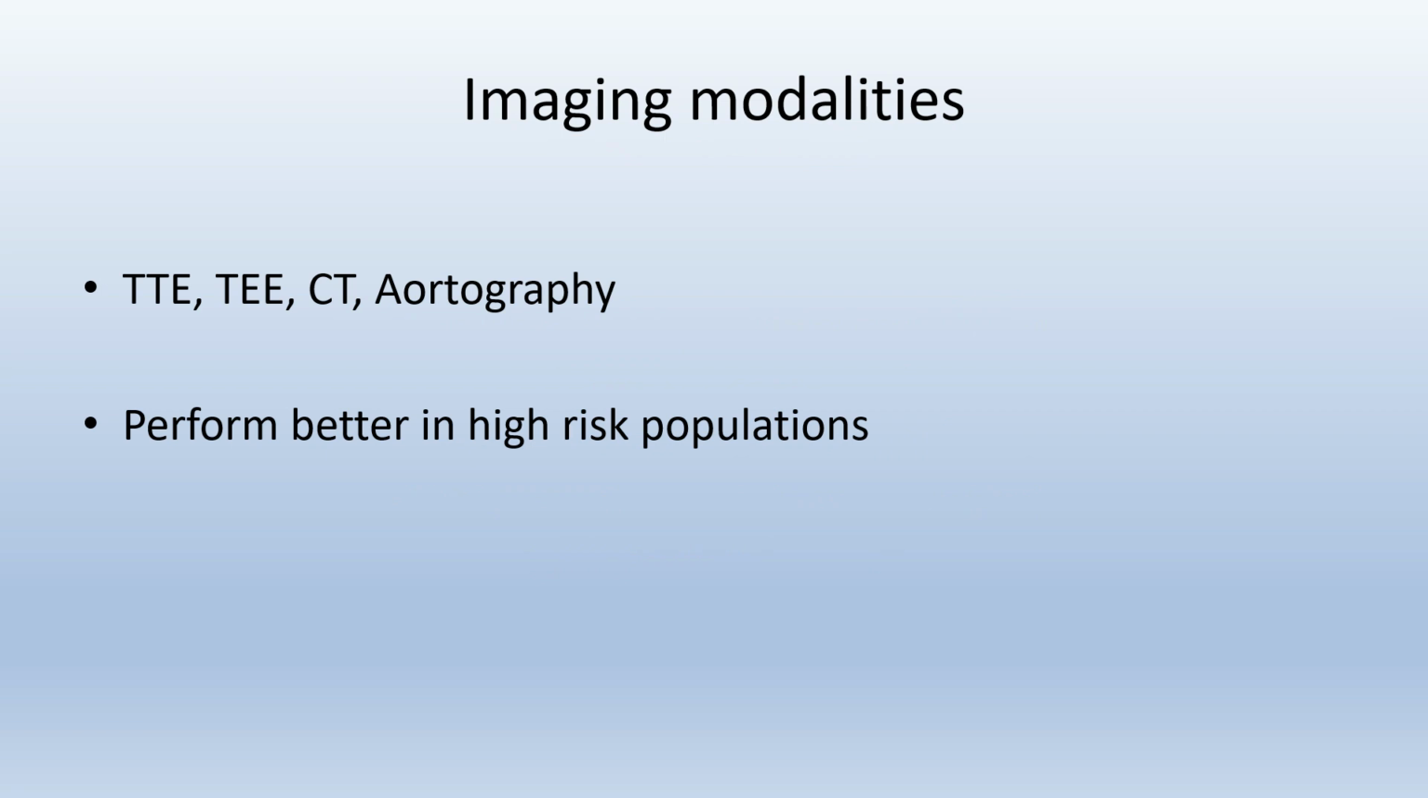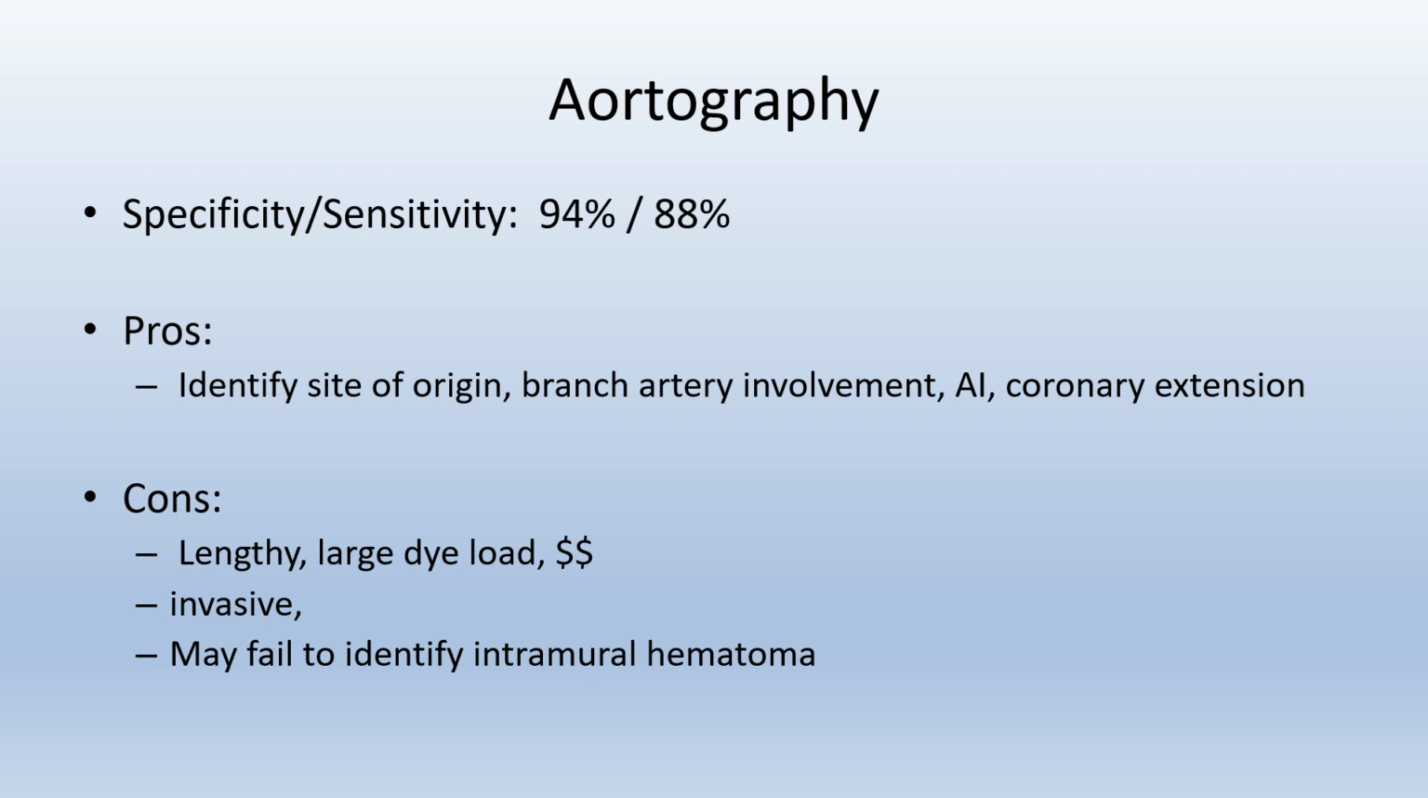Imaging modalities, transthoracic, transesophageal, CT, and aortography, perform better in high-risk populations. Aortography specificity is 94% and sensitivity is 88%. Pros: identifies the site of origin, branch artery involvement, aortic insufficiency, and coronary extension. Cons: lengthy, large dye load, expensive, invasive, and may fail to identify intramural hematoma.